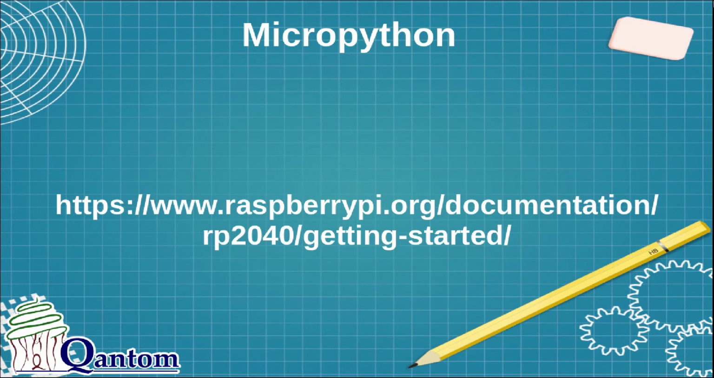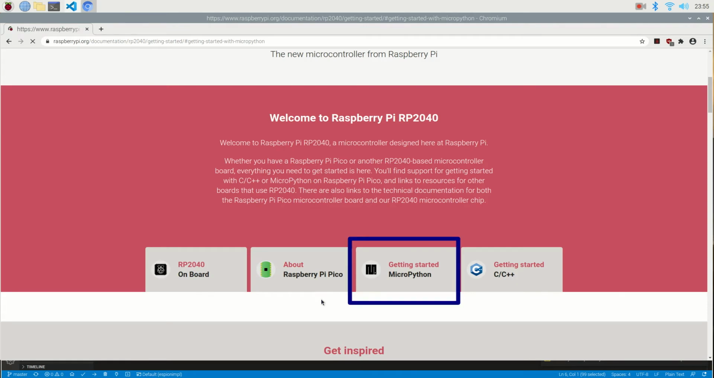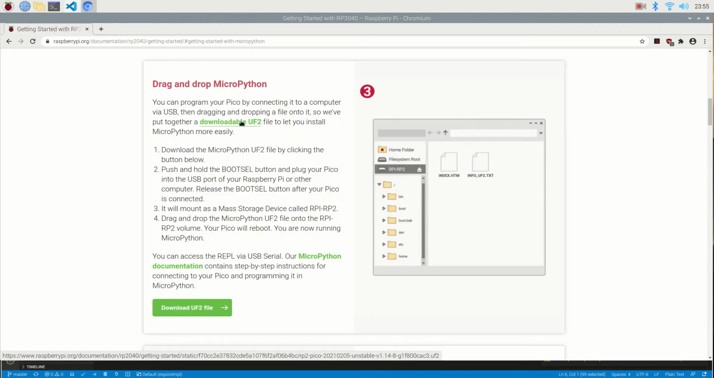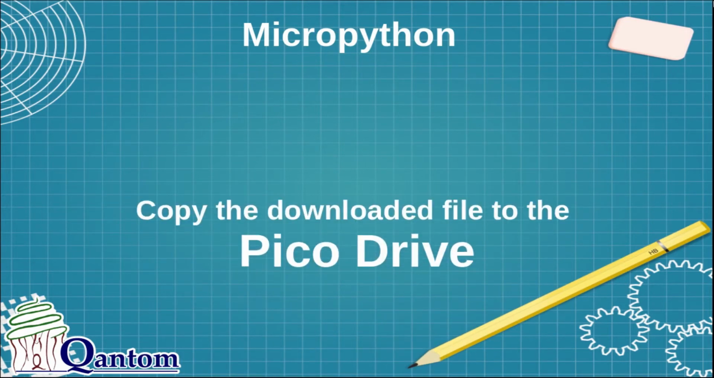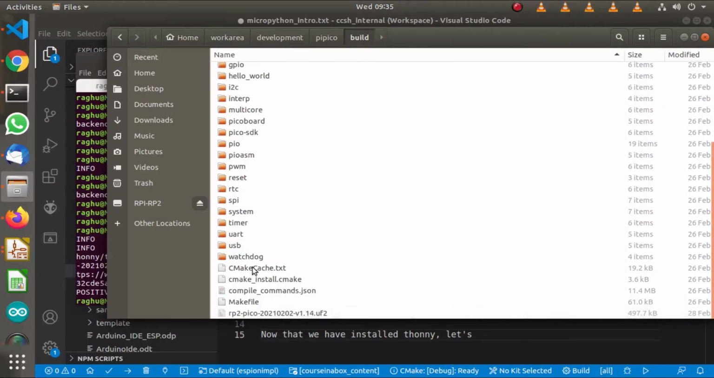Now click on Get Started with MicroPython, and then you'll be taken to the Get Started with MicroPython page. In this page, locate the downloadable UF2 and click on this link and save the UF2 file to your computer. After the download is completed, just drag and drop the file to the Pico file system. And that's it. Your Pico is now set up to run MicroPython.